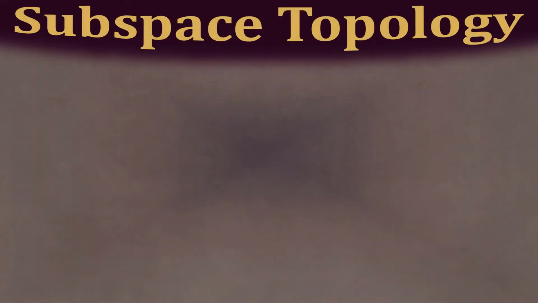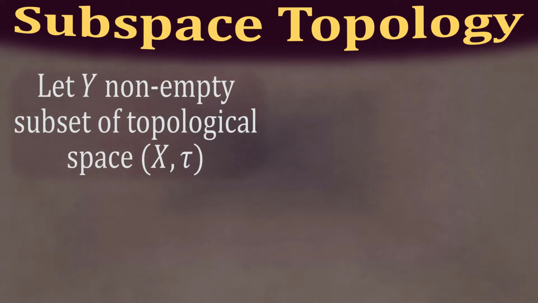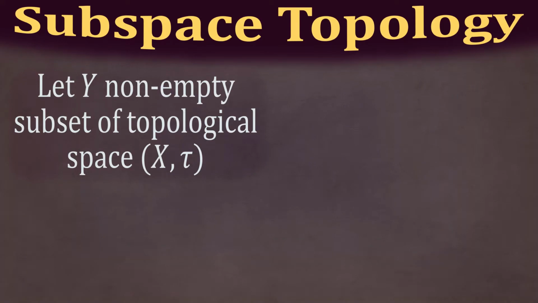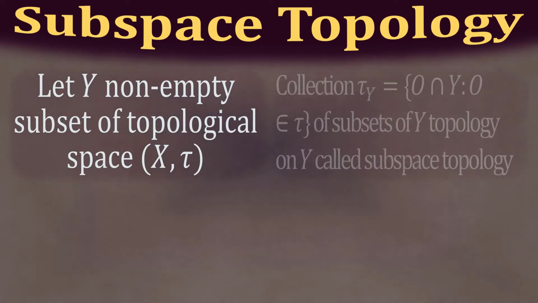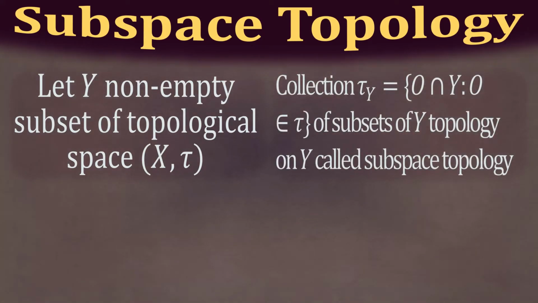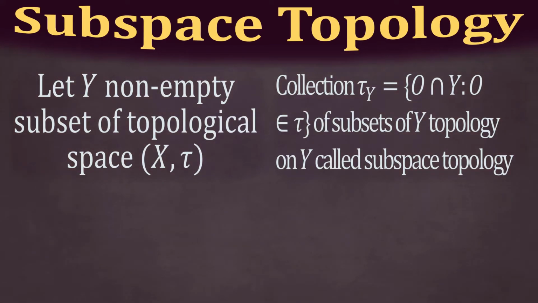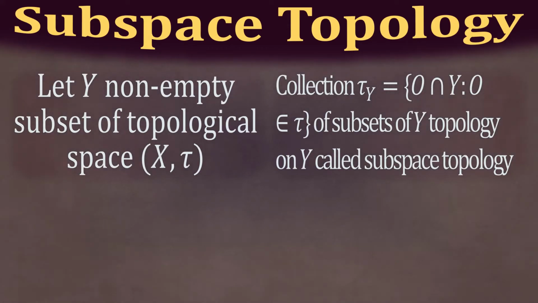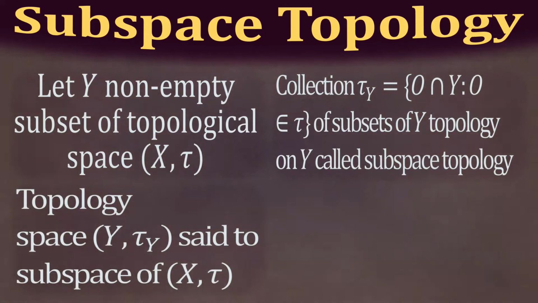Then, let's move on to defining the subspace topology. Let Y be a non-empty subset of a topological space X with T. The collection Ty, which is equal to the set of all O intersect Y, where O is in T, of subsets of Y is a topology on Y called the subspace topology, or the relative topology, or the induced topology, or the topology induced on Y by T. The topological space Y with Ty is said to be a subspace of X with T.